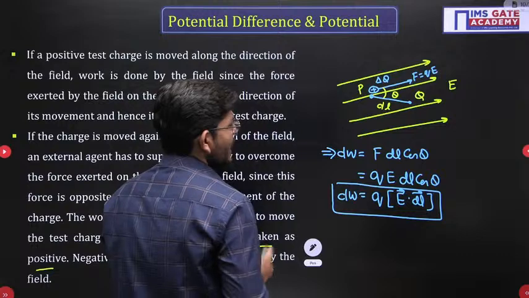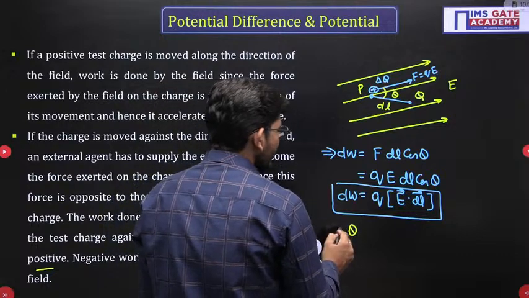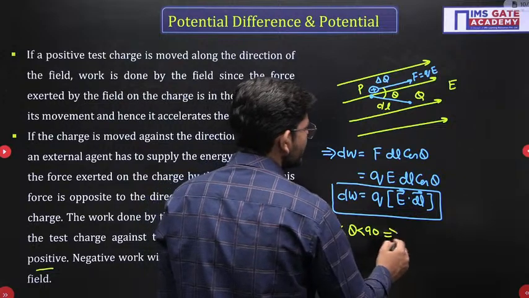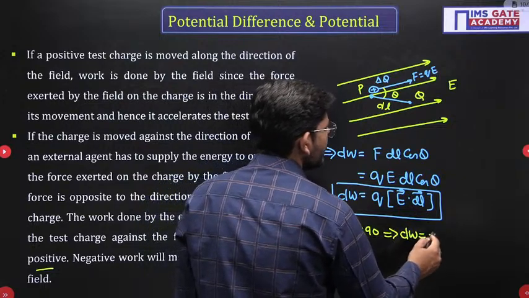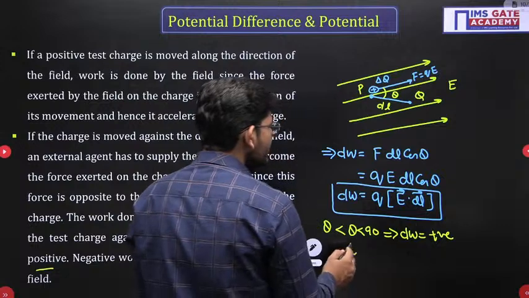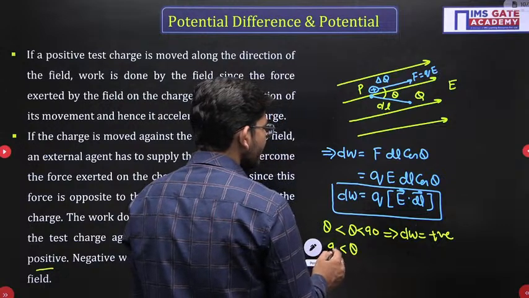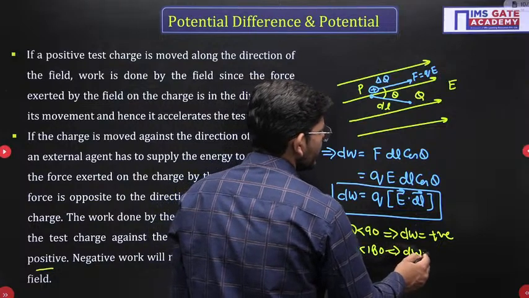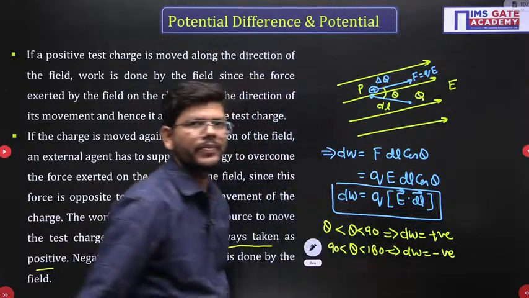Now see, if this angle theta is between 0 and 90, what will happen to this work? This work will be positive. But if this theta is between 90 and 180, then what will happen to this work? This work will be negative, isn't it?